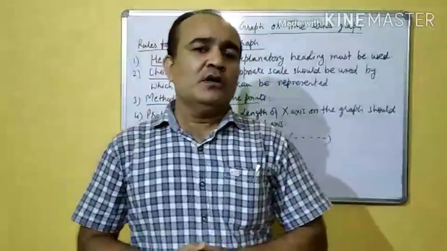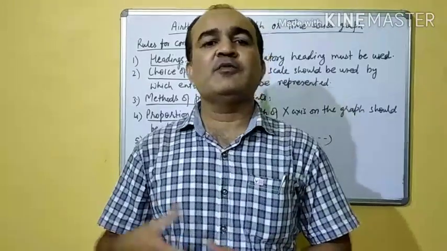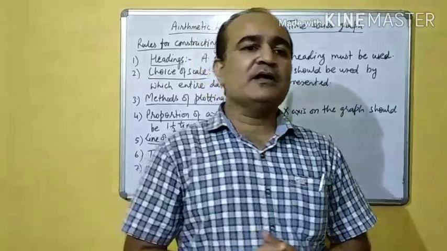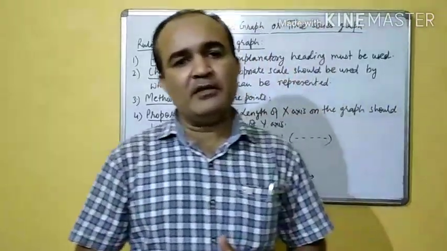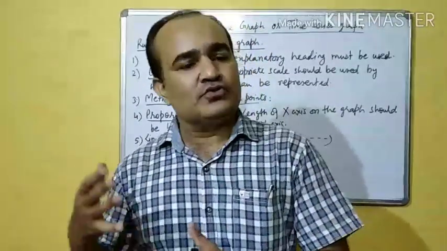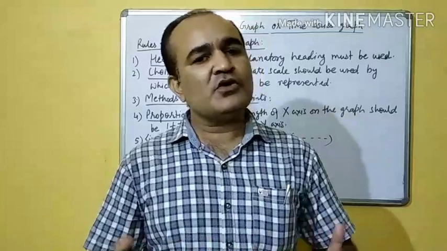And furthermore, arithmetic line graph or time series graph can be of two types. The first one is arithmetic line graph with one variable only, and the second is arithmetic line graph or time series graph with two or more variables. So this is all about this chapter.